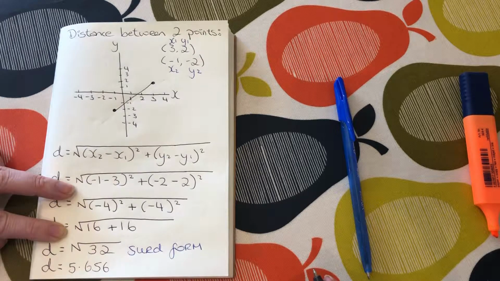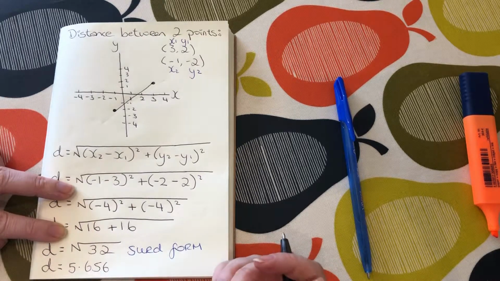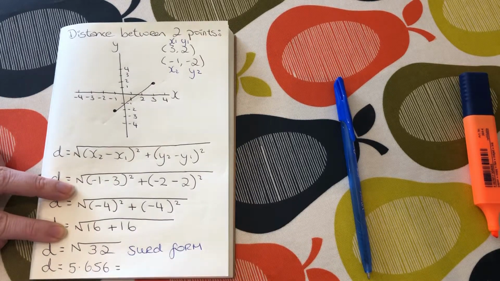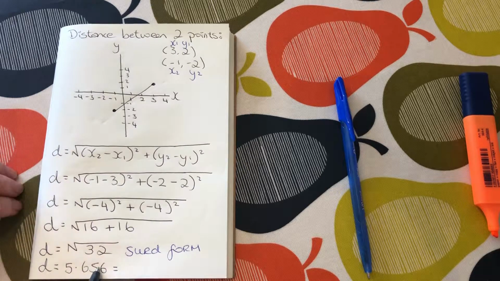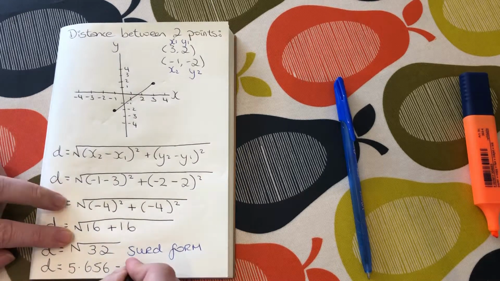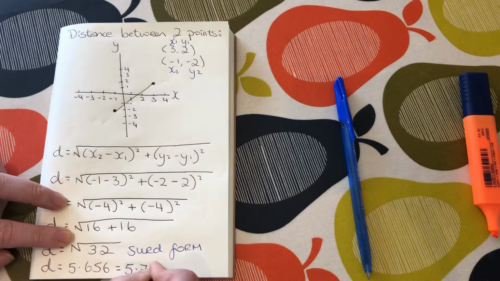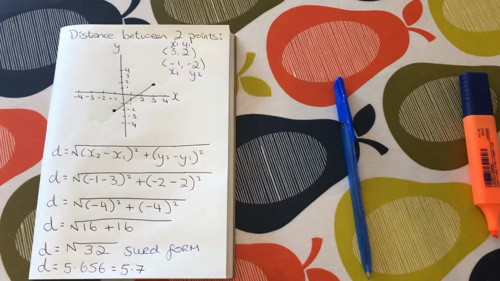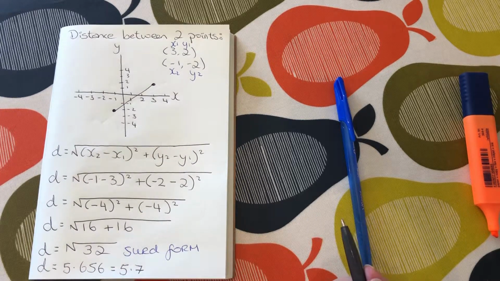5.656. Now, depending on if they said round it off to 1 decimal place, you'd go to the number that comes after it. So this is 5. So you know 5, 6, 7, 8, or 9 brings this one up. So that's going to end up being 5.7. And that's your distance. So if it says surd form, you can just leave it like that. If it says correct to 1 or 2 decimal places, write out a few decimal places and then round it off, depending on your question. Okay?